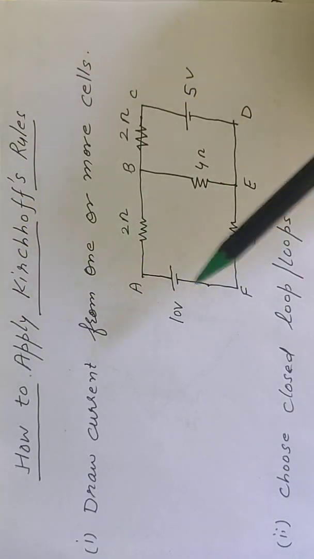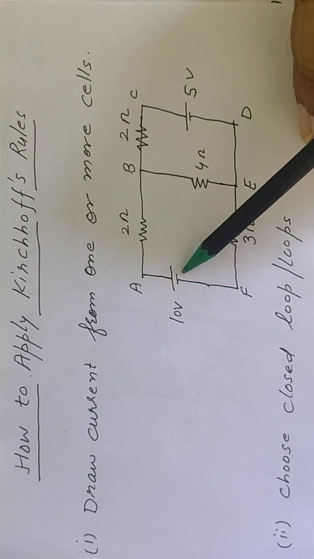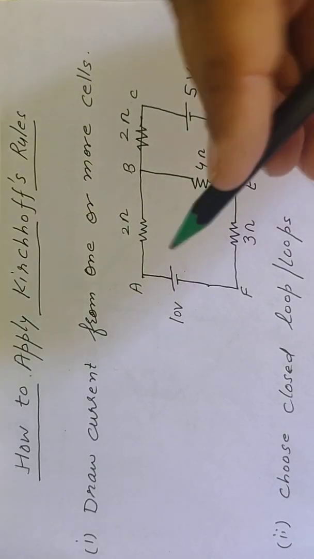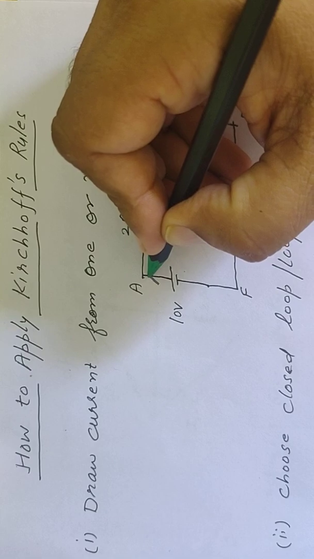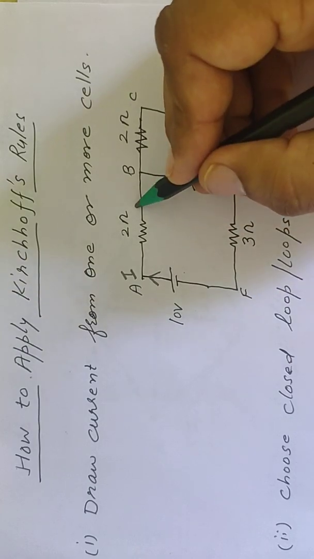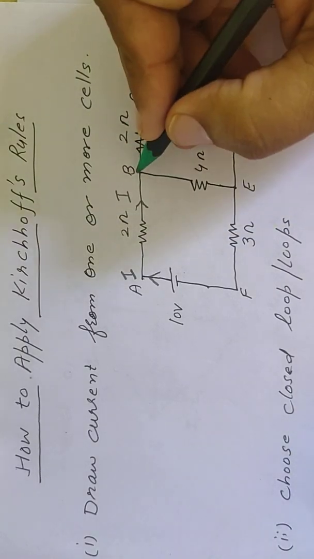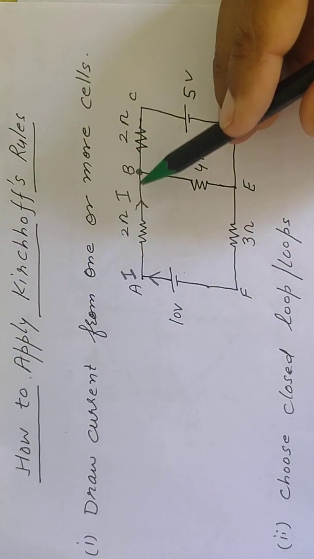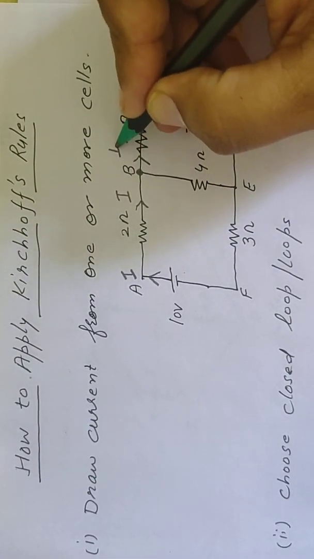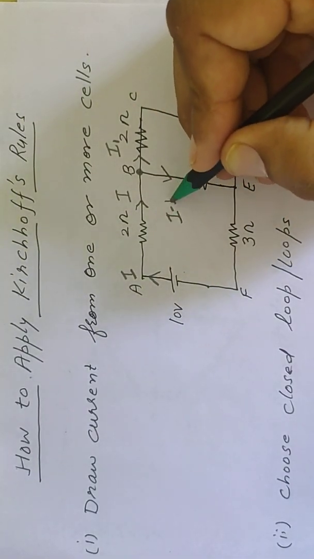Let us consider this circuit. Here you see A, B, C, D, E and F. Here we have a cell of 10 volt and a cell of 5 volt. Now we assume that the current coming out of this cell is I. This current will flow through here, and here B is the junction, so it divides the current into two parts. Suppose the current flowing here is I1 and on this side the current flowing will be I minus I1.